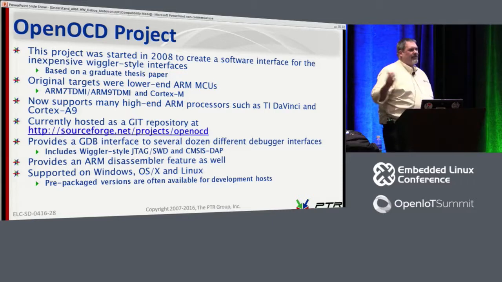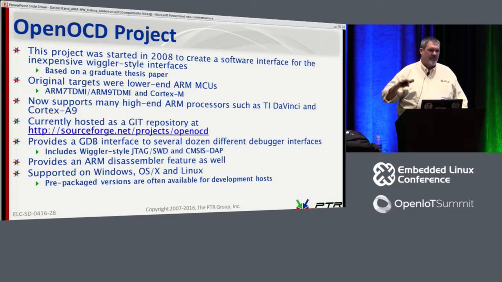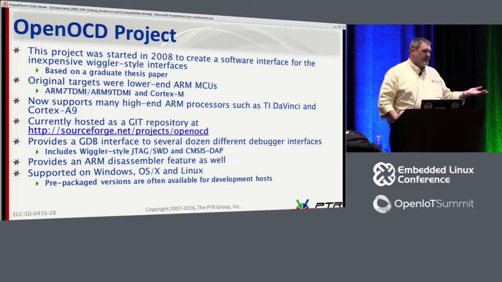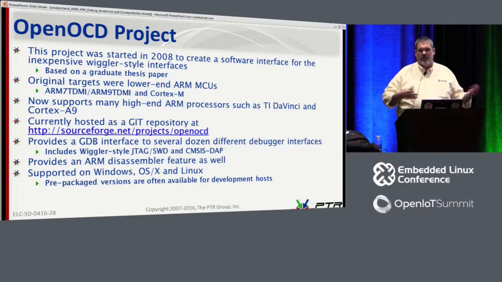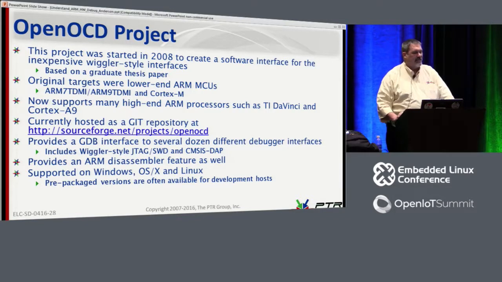It turns out that they have like 49 different JTAG interfaces that OpenOCD supports, including the Bus Pirate, including the SAILI, including a lot of these logic analyzers that can be twisted to operate as though they were JTAGs. This is supported on Windows, OS X, and Linux. And the nice thing is there are pre-packaged versions available for most of the development hosts, so you don't have to compile it from source.